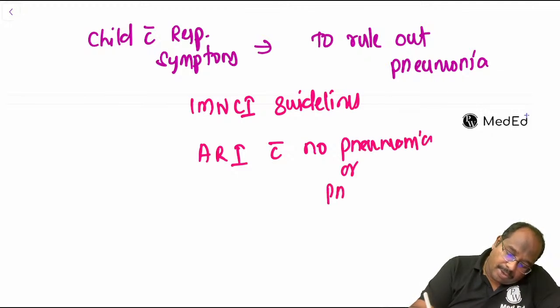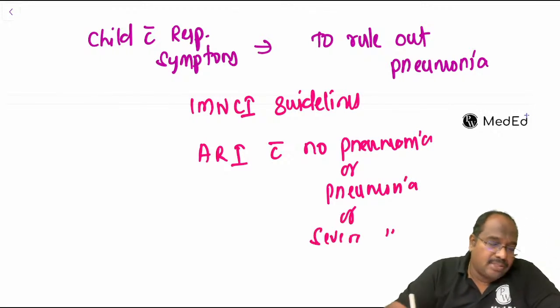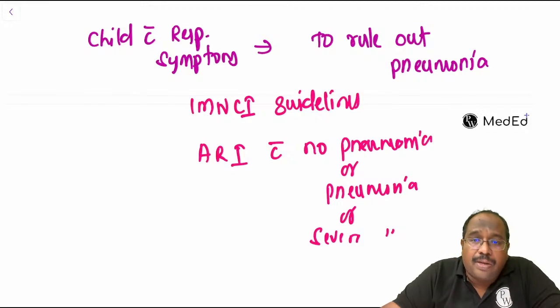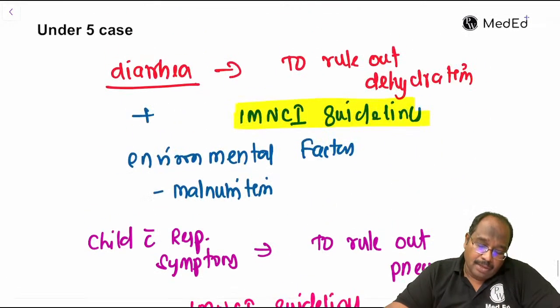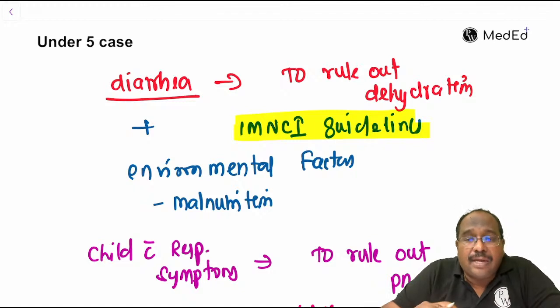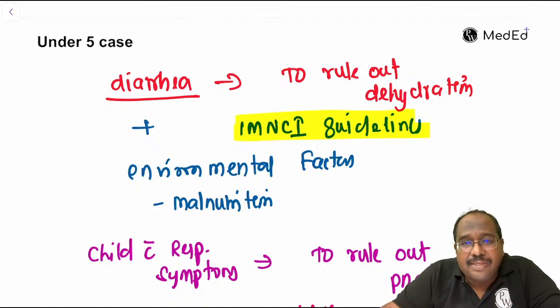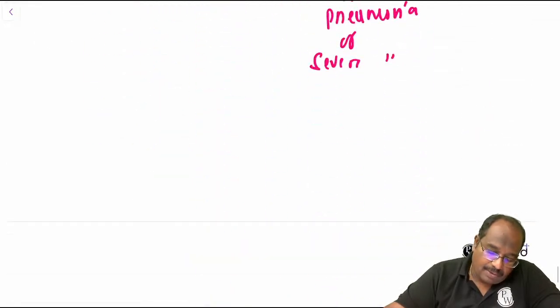or pneumonia or severe pneumonia. Okay, this is how you have to give the diagnosis: acute respiratory infection with no pneumonia, pneumonia or severe pneumonia. Here, a child with diarrhea, acute diarrheal disease with no dehydration, some dehydration, severe dehydration. You have to study, guys. Okay, so IMNCI guidelines: no dehydration, some dehydration, severe dehydration.